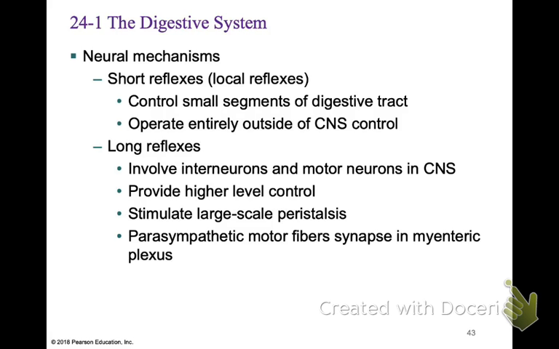Long reflexes are going to have those branches that go into the spinal cord and brain. They're mostly through the vagus nerve, and you've got some control that way in the central nervous system. So long reflexes allow activity in the stomach to control what's happening in the colon. Short reflexes are just going to be really, really localized. So if you stretch the esophagus, it's going to affect just the esophagus.